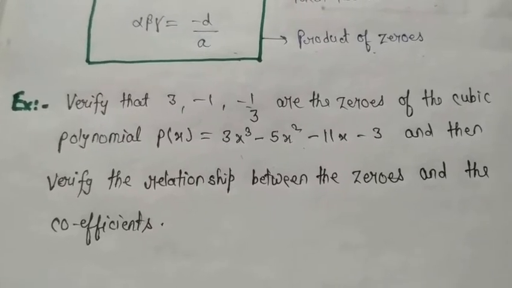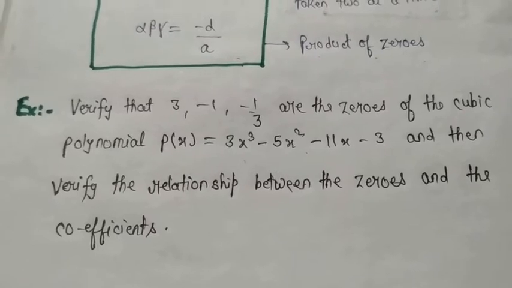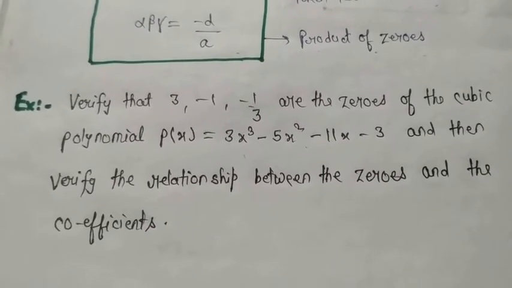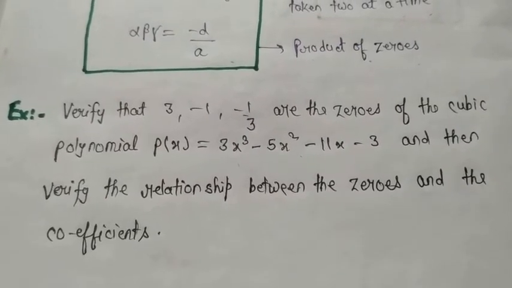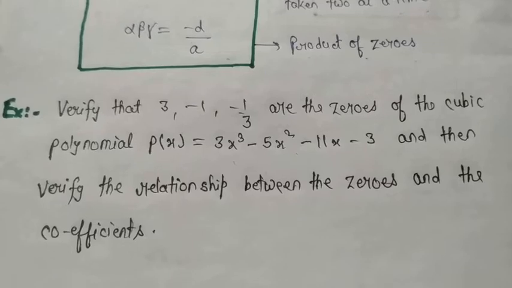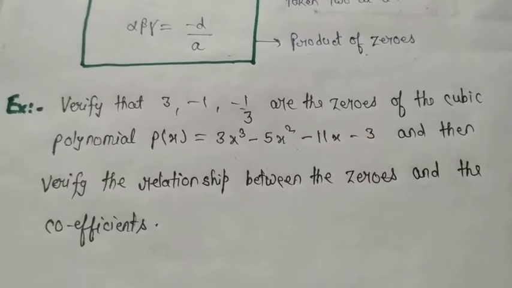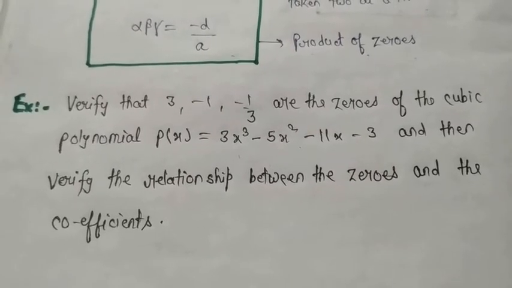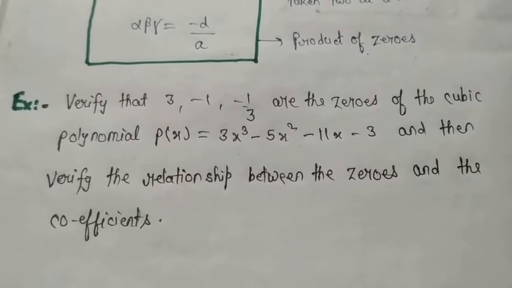Now students, we will solve a few questions based upon the above formulas. Verify that 3, minus 1 and minus 1 by 3 are the zeros of the cubic polynomial p(x) equal to 3x cube minus 5x square minus 11x minus 3, and then verify the relationship between the zeros and the coefficients. See the question properly.